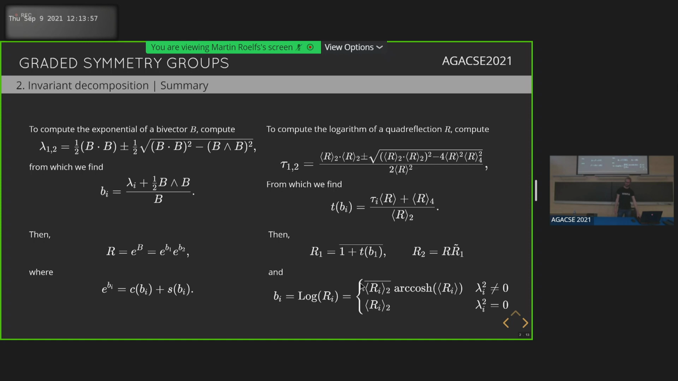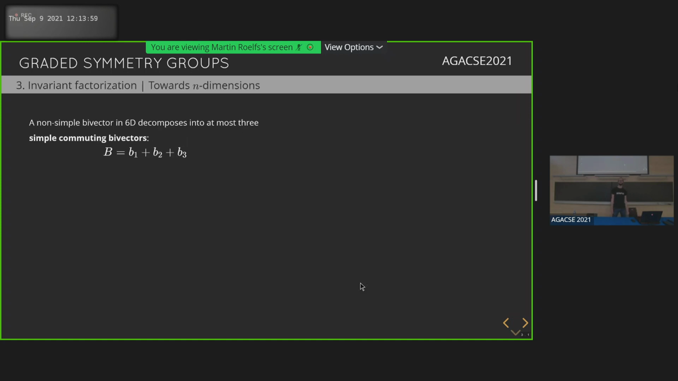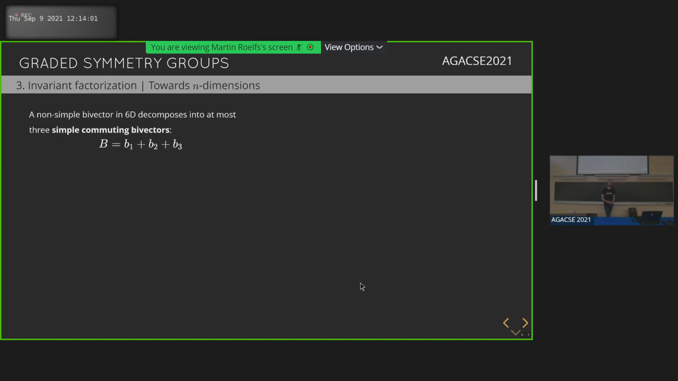So now we have a closed form solution for both the exponential and the logarithm, but only in 4D subspaces so far. But now, of course, we want to know if this generalizes to higher dimensions. Can we extend this idea and find a closed form for the exponential and the logarithm in all n dimensions? And so let's take one step up in difficulty. What about 6D? Then we know that the bivector can be decomposed into at most three simple commuting bivectors, B1, B2, and B3.